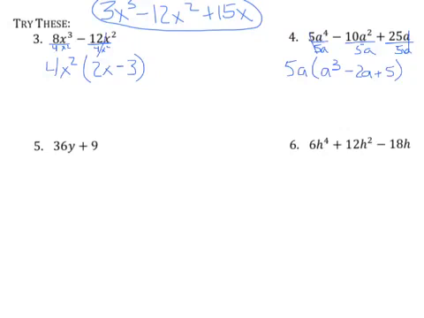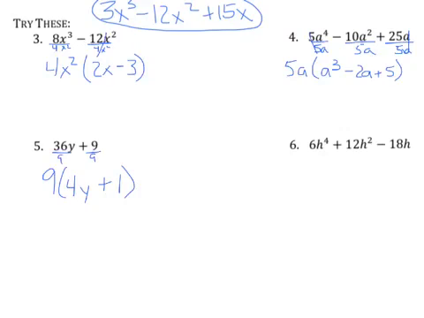Okay, number 5, what's the biggest number I can divide out of 36 and 9 both? 9. Can I divide any variables out? No. So 36y divided by 9 is 4y. What's 9 divided by 9? 1. So make sure you put in your plus 1. Don't forget about that plus 1. It's important.